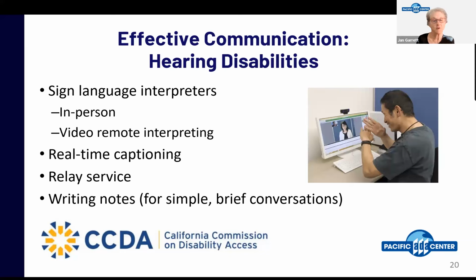For hearing disabilities, you might communicate with people with in-person sign language interpreters or with video remote interpreting, where the interpreters are remote, but you can see them and they can see the deaf person as well through a tablet and using the tablet's camera. And so those are options for sign language interpreters. And it depends on your situation about whether video remote interpreting is more appropriate to use, or whether in-person sign language interpreters would really be needed in a particular situation.